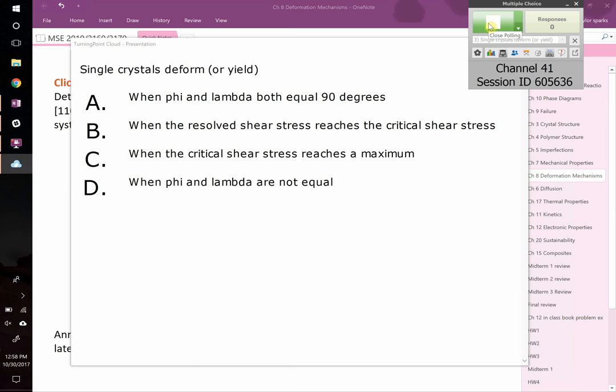Okay, the last reading quiz question is, single crystals deform or yield: A, when phi and lambda both equal 90 degrees; B, when the resolved shear stress reaches the critical shear stress; C, when the critical shear stress reaches a maximum; or D, when phi and lambda are not equal.